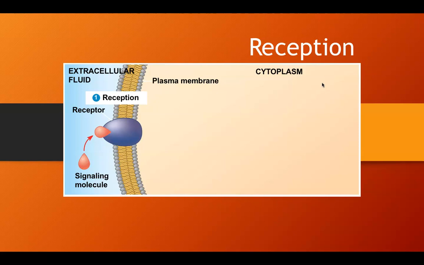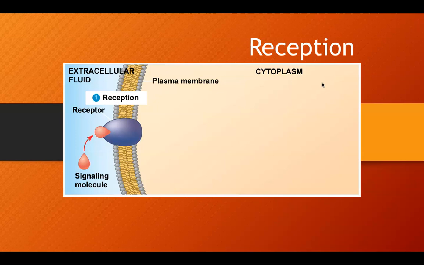So in reception, you're going to have a signaling molecule, which is a ligand, which is going to be a chemical signal that will bind to a receptor. Now, receptors can either be membrane receptors or they can be intracellular receptors. Membrane receptors are embedded in the plasma membrane and will bind signals that are typically water soluble, hydrophilic. Remember, anything that is hydrophilic will not be able to cross the plasma membrane. So these signals can't cross the membrane, so they will bind to a receptor that is embedded in the membrane.